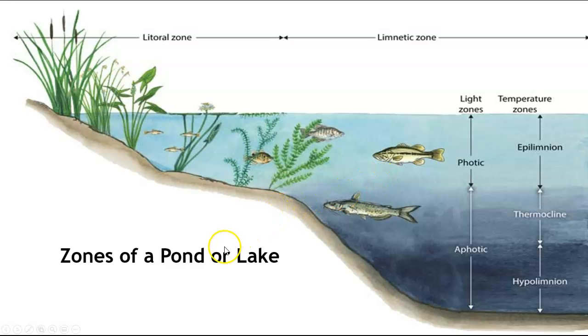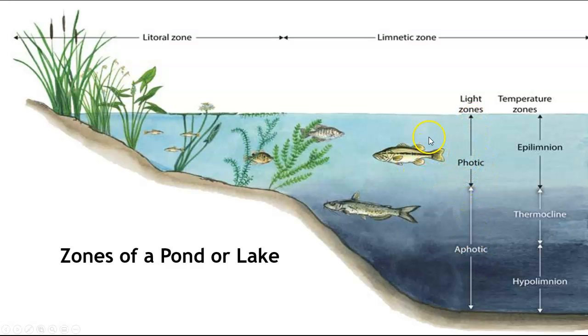Some of the areas of ponds or lakes that are really important are the littoral and the limnetic zone. So knowing what these are is important for you. The littoral zone is the area where you have emergent plants. So you can see these cattails and these other reeds and sedges that are emerging from the water. And then it transitions as the water gets deeper to these floating plants and then submergent plants in the limnetic zone. And then the light zones are differentiated between photic and aphotic.